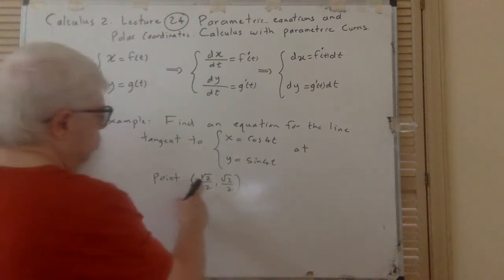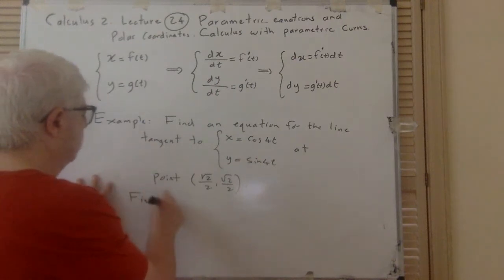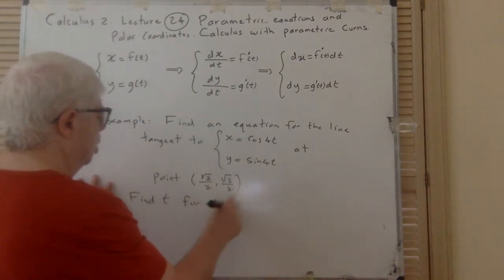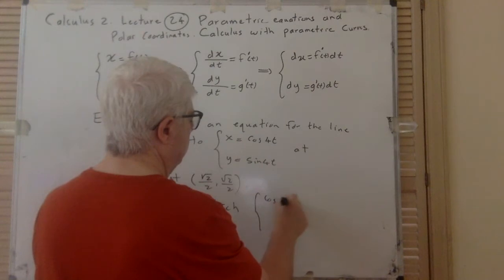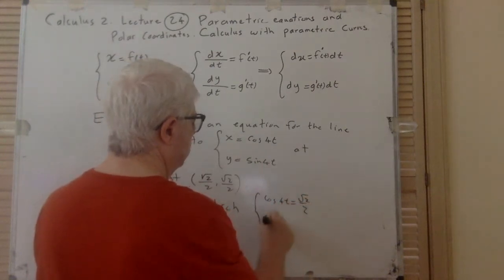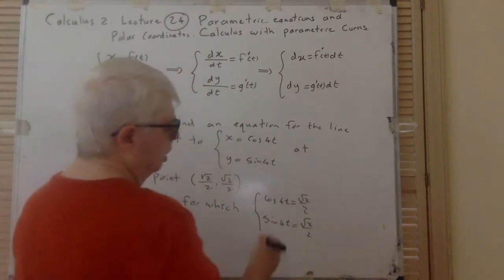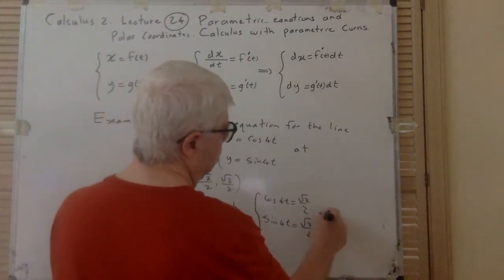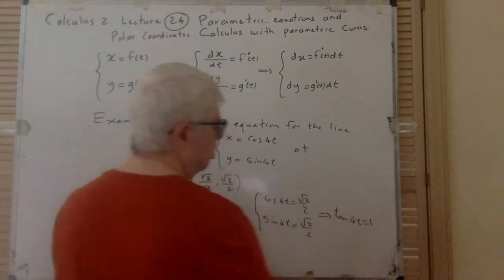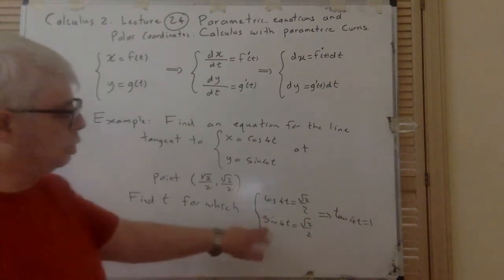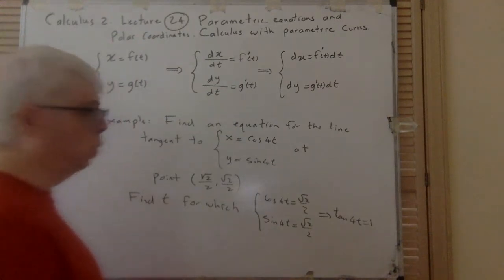Anyway, let's find it. So if it's square root of 2 over 2 and square root of 2 over 2, first thing find the time t for which we have cosine 4t equals square root of 2 over 2 and sine 4t equals square root of 2 over 2. Well, it's easier to deal with tangent. If I divide this one by this one, it gives me tangent of 4t is 1. It's easier. So what angle has tangent 1?